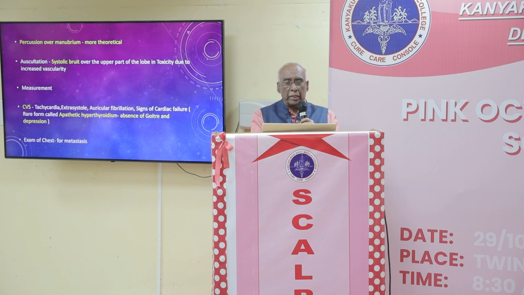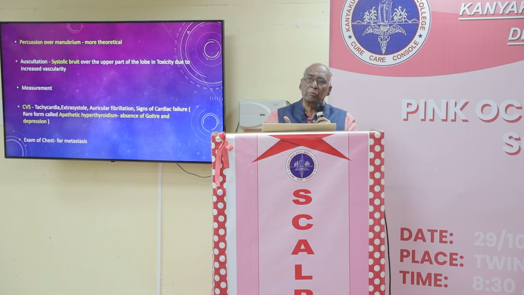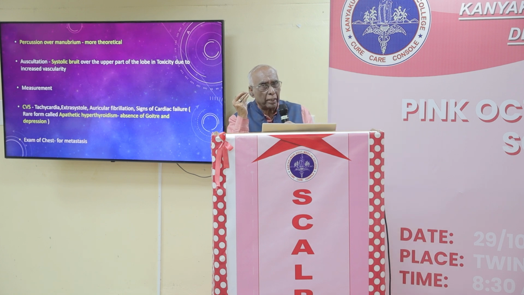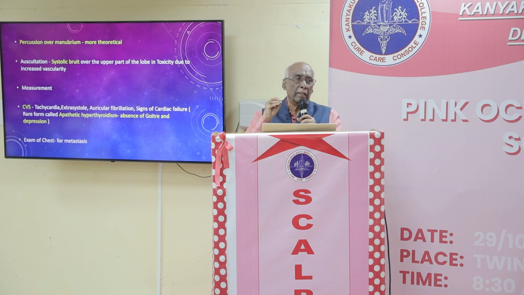And finally, the next system to be examined is the cardiovascular. There is something called apathetic hyperthyroidism. You get cardiac manifestations and the patient will be attending the cardiology OPD. There won't be any goiter, but then they do a thyroid function test and detect hyperthyroidism in old age. These old age people with depression may attend the psychiatry OPD or the cardiology OPD. That is called apathetic hyperthyroidism.